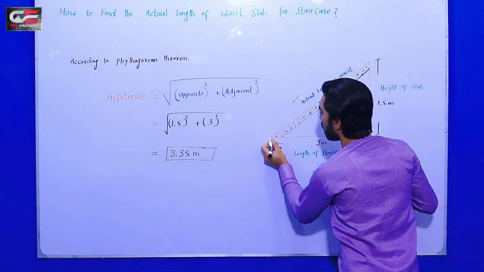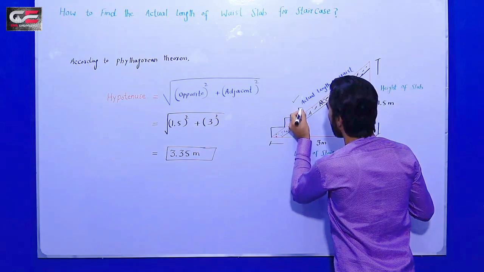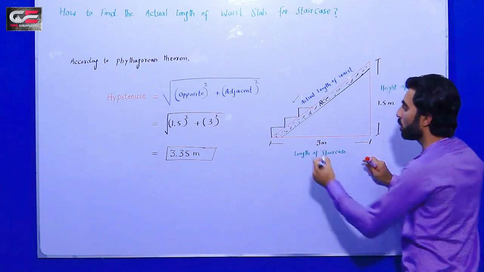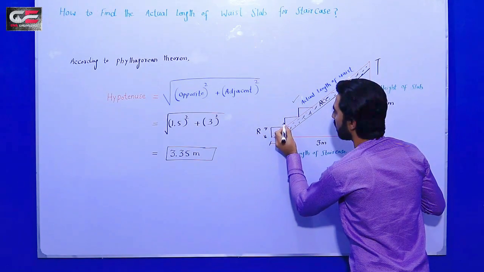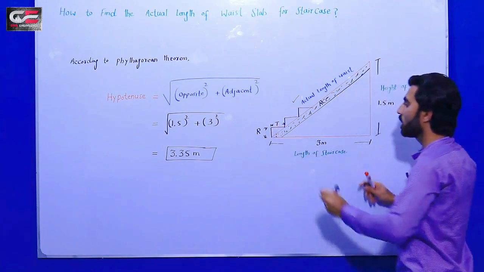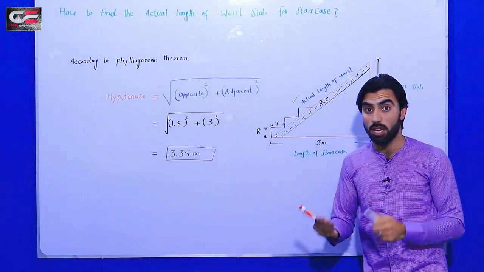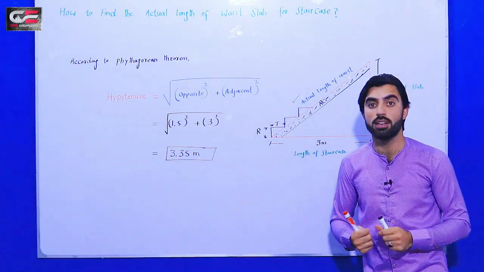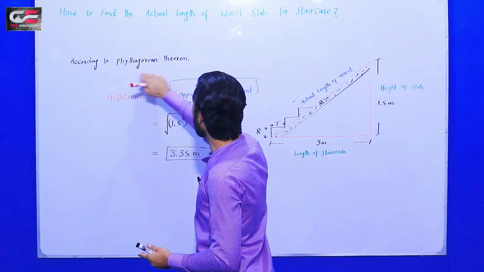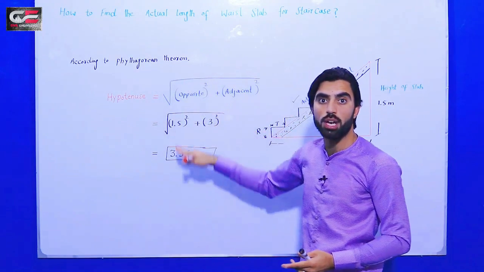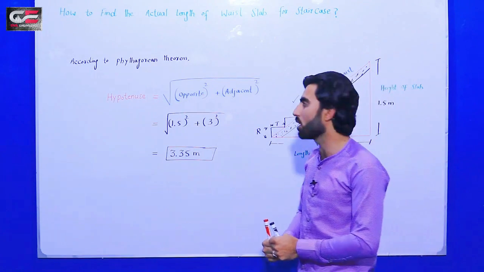On the waist we make steps like this. Got it? This point here is the riser, and the other one is the tread. So how do we find the actual length of the waist to find its quantity of material, especially concrete, cement, sand and crushed aggregate? According to the Pythagorean theorem, we can find the actual length of the waist clearly, and then you can find the quantity of material.